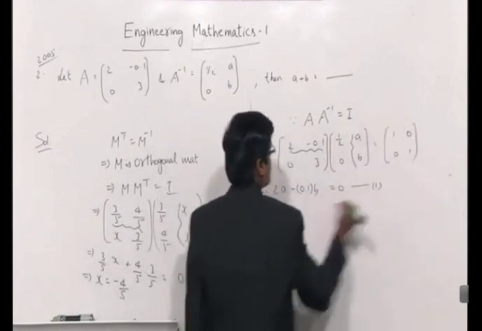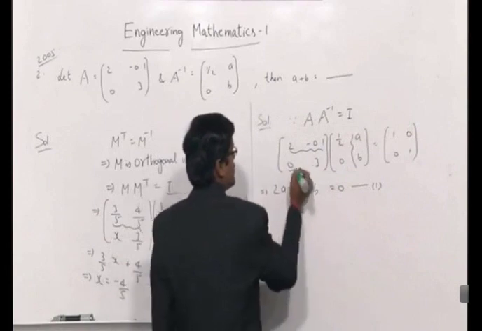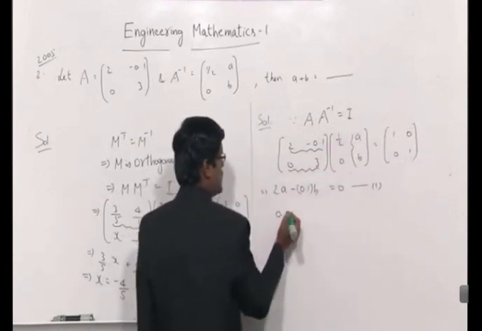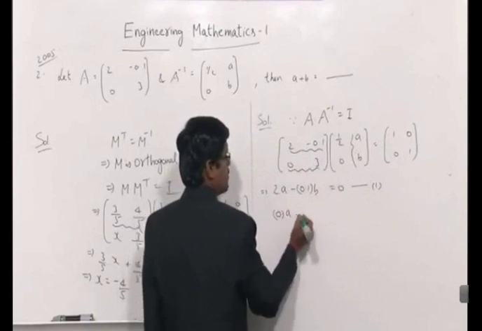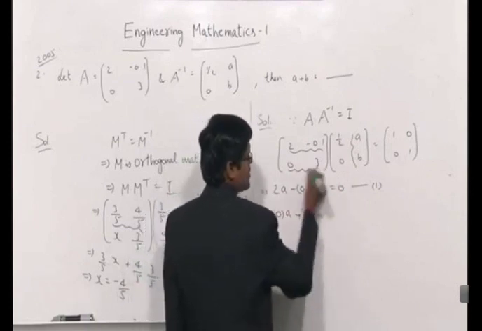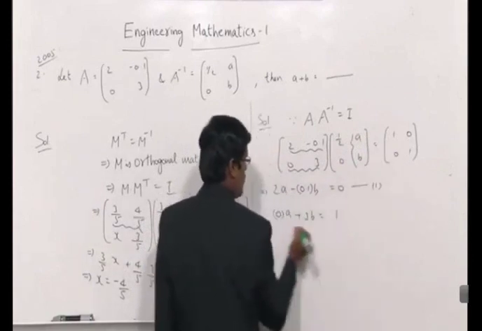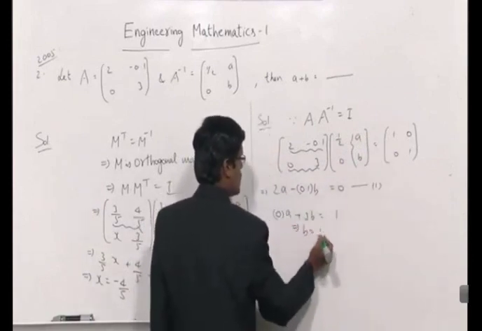Equation 1, we are not getting anything more here. Similarly, multiplying the second row of the pre-matrix with the second column, you will be getting 0A plus 3 times B. What is the last element? Second row into second column means the last element on the right side is 1. From this we are getting B is equal to 1 upon 3, that is 1 by 3.